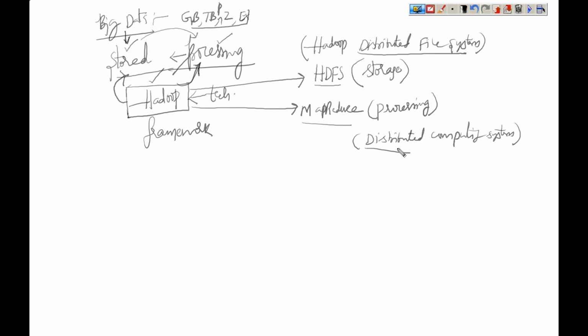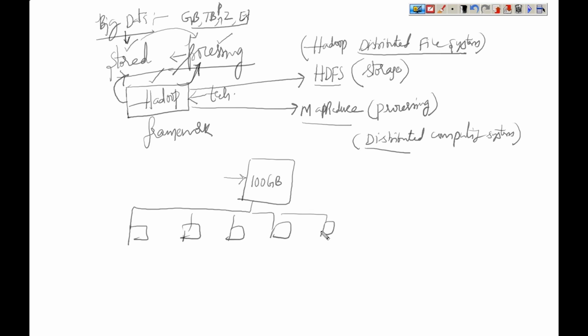Just observe the word distributed here. What is distributed here? If we have a huge amount of data, let us say 100 GB of data, and we want to process it on a single machine, we cannot process this 100 GB of data. So what we can do is divide the data across multiple machines. Depending upon the size of the data and our requirement, we choose the number of machines. So this 100 GB of data can be distributed into all these machines in the cluster.